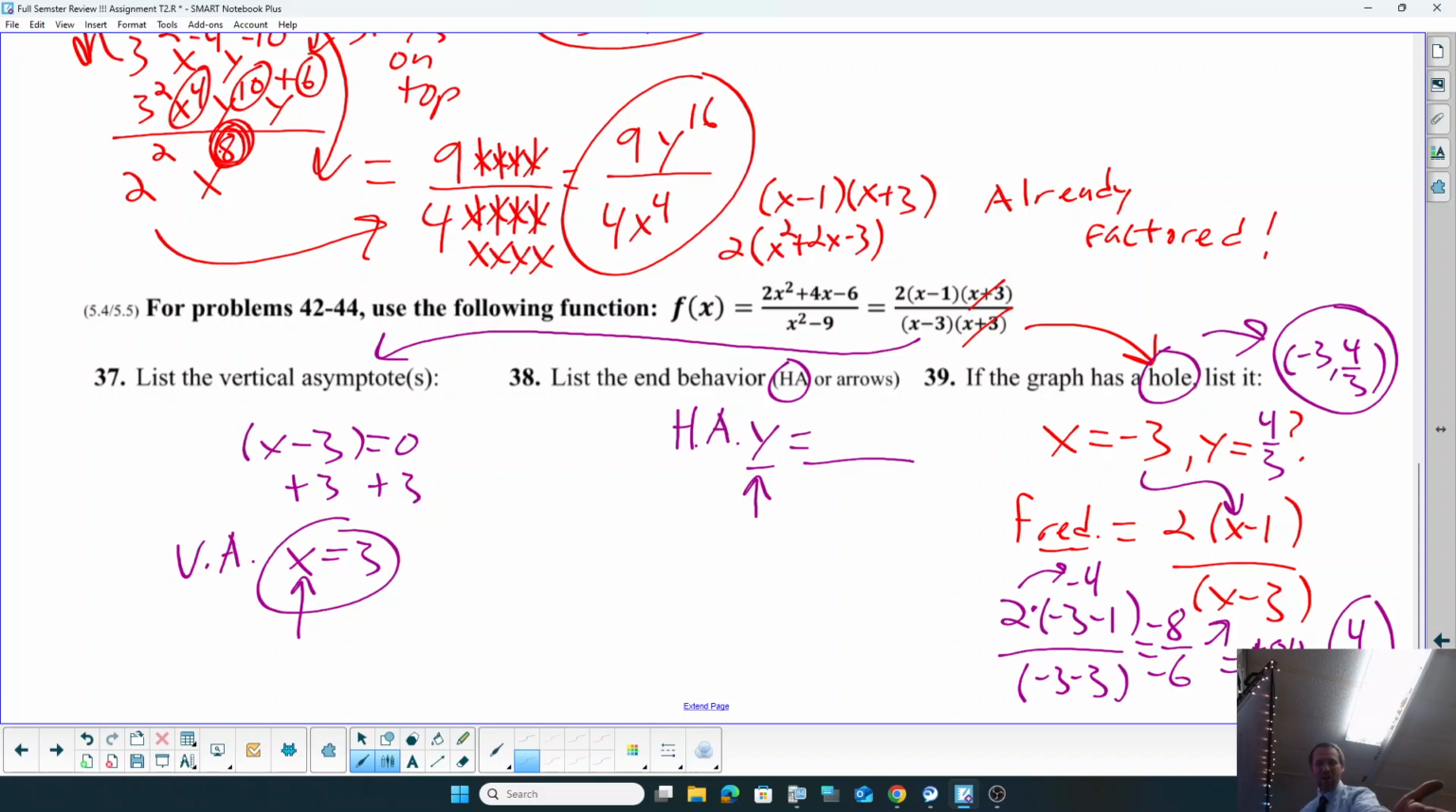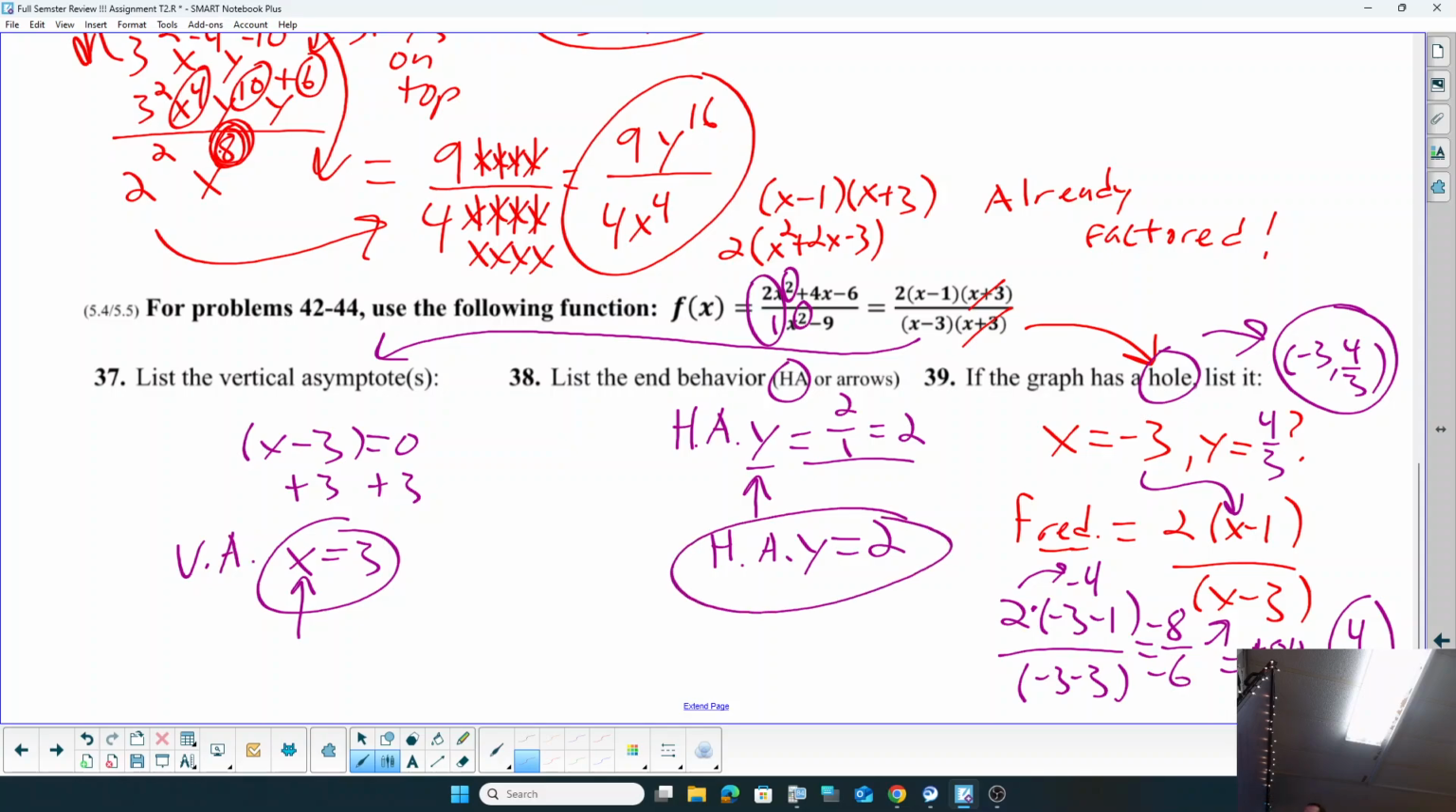Okay, so now we look at the powers. The powers are the same. And when the powers are the same, we use the numbers in front. So that's going to be an invisible 1 on the bottom, so 2 over 1, which is just a 2. So the horizontal asymptote is y equals 2. And if ever the top power is less than the bottom power, then that's called Bobo. Remember Bobo? Bobo is bigger on bottom, y equals 0.